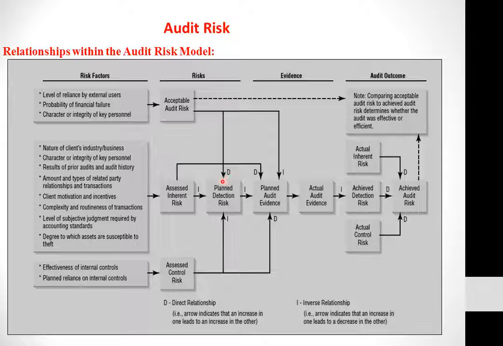And there is a direct relationship between control risk and audit evidence. For detection risk and audit evidence, there is an inverse relationship. So let's work out the relationship between acceptable audit risk, inherent risk, and control risk. It's going to be an inverse relationship, because acceptable audit risk has a direct relationship with detection risk, and detection risk has an inverse relationship with inherent risk and control risk. This means there is an inverse relationship between inherent risk, control risk, and acceptable audit risk.